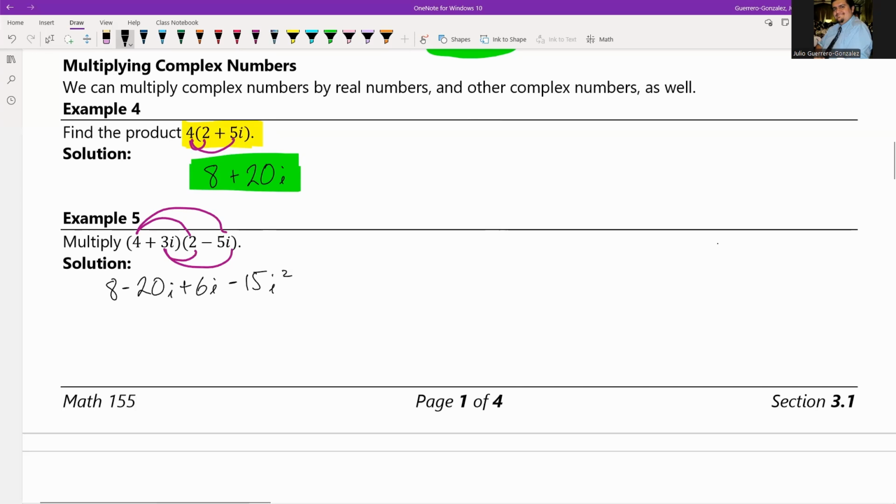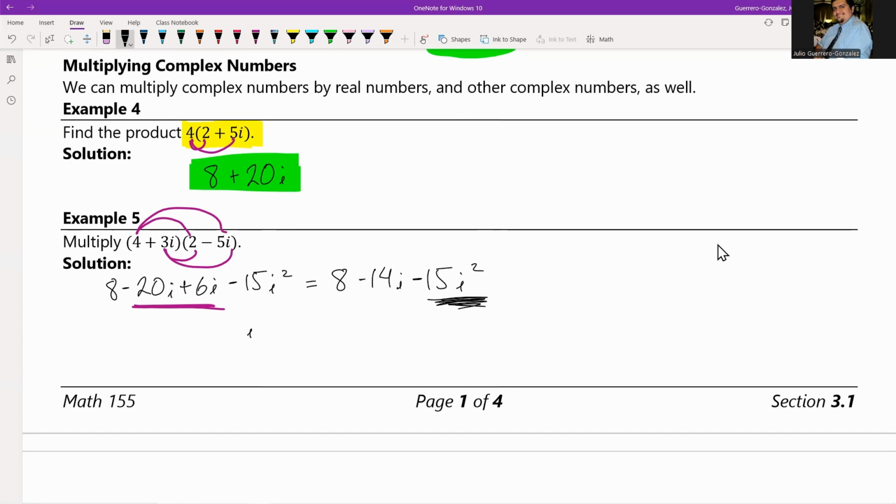Now, these two in the middle have like terms, right? They're both just with i's. This one we can't do anything with yet. We'll save that one for the end. But since these two have i's, I can combine those two. So it's going to be minus 20 plus 6. So this is going to be 8 minus 14i, minus 15i squared. Now we're going to handle the i squared at the very end.